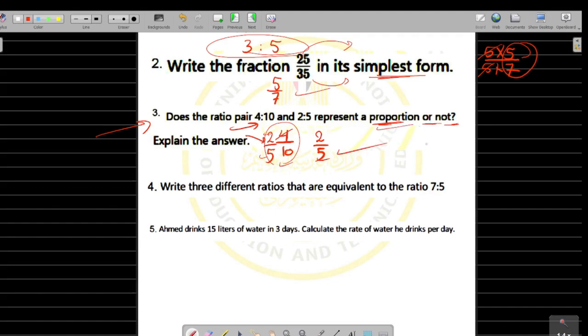Or you can do it another way. We have here 4 tenths. Does it equal 2 fifths, yes or no? You can do the extremes times the means. Here 2 times 10 equals 20, and 4 times 5 equals 20. They are the same, so it's a proportion also.